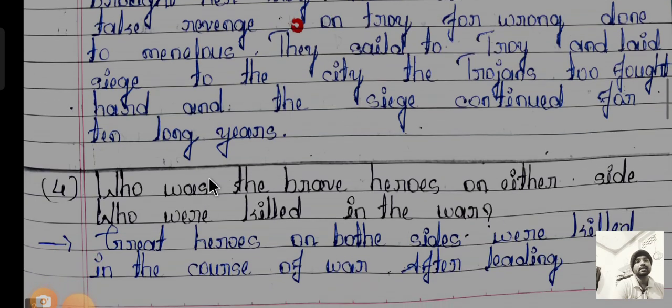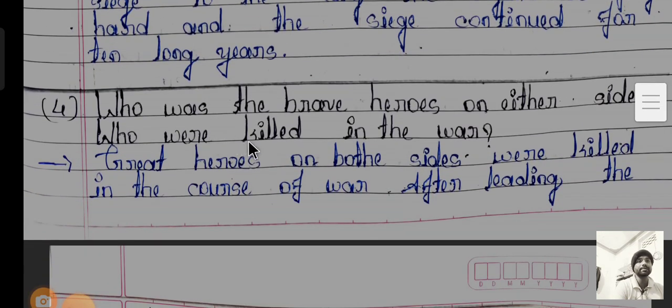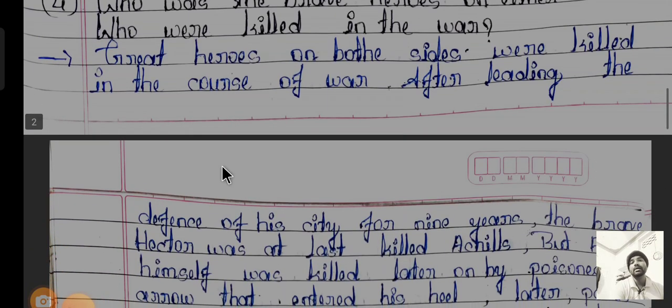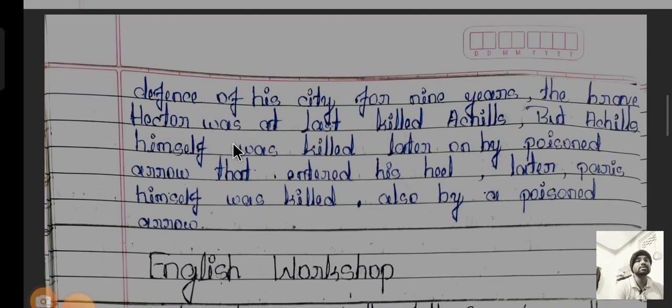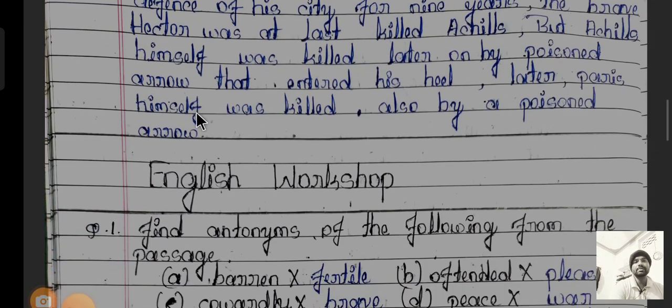Okay. Then the fourth question is, who were the brave heroes on either side who were killed in the war? Great heroes on both sides were killed in the course of the war. After leading the defense of his city for 9 years, the brave Hector was at last killed by Achilles, but Achilles himself was killed later on by a poisoned arrow that entered his heel. Later, Paris himself was also killed by a poisonous arrow.